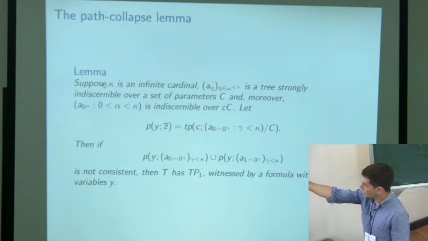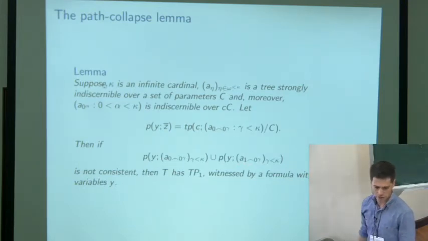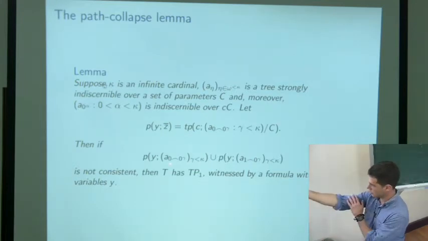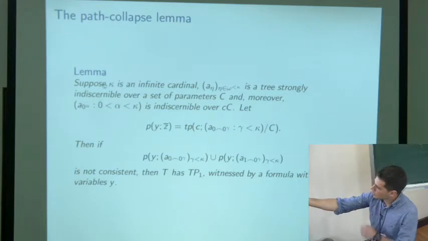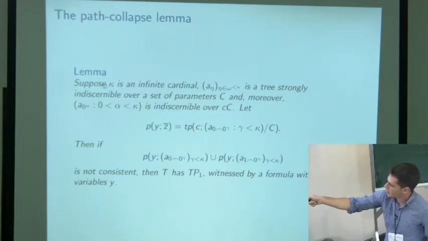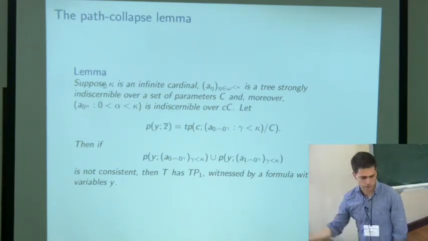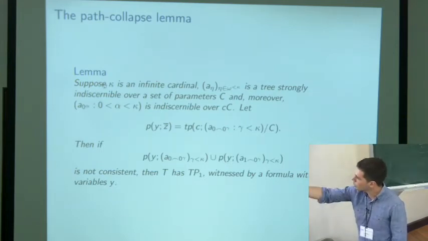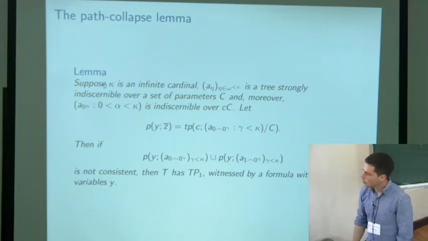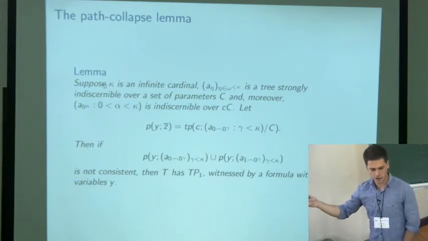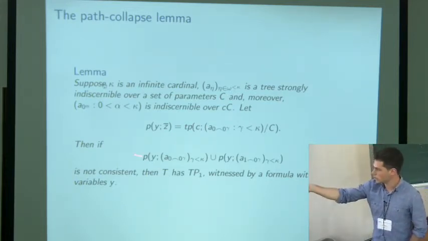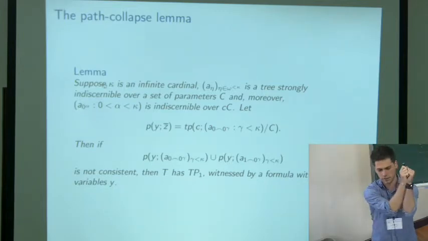Then I can sort of switch the parameters here to the path that starts with 1 and then continues with all zeros. And I can ask, do these two types, are they consistent? Well, what our lemma will say is that if this isn't consistent, then you have the tree property of the first kind witnessed by some formula in one of these types. And this is often most useful in its contrapositive form. So it says that if you don't have the tree property of the first kind in the formula witnessed from these variables, then in fact you can push these types together.